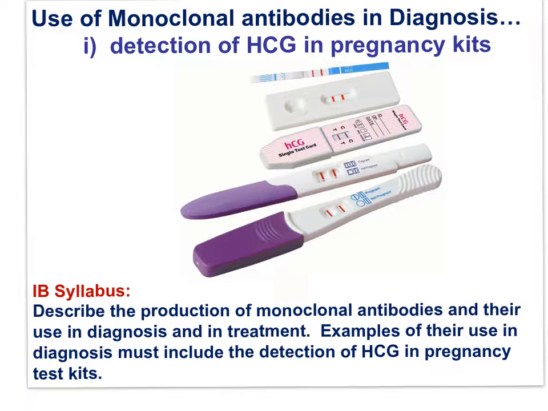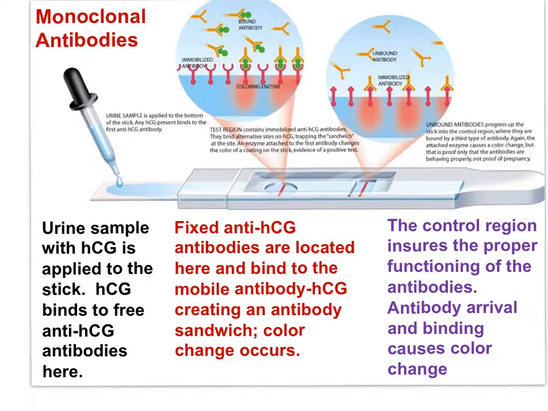Monoclonal antibodies are used to diagnose pregnancy by the detection of HCG in urine. Monoclonal antibodies are the functional unit of home pregnancy kits. So if a woman is wondering whether she's pregnant, she would take a urine sample, and assuming that it has HCG in it as a result of her pregnancy, she applies it to the home pregnancy kit stick.